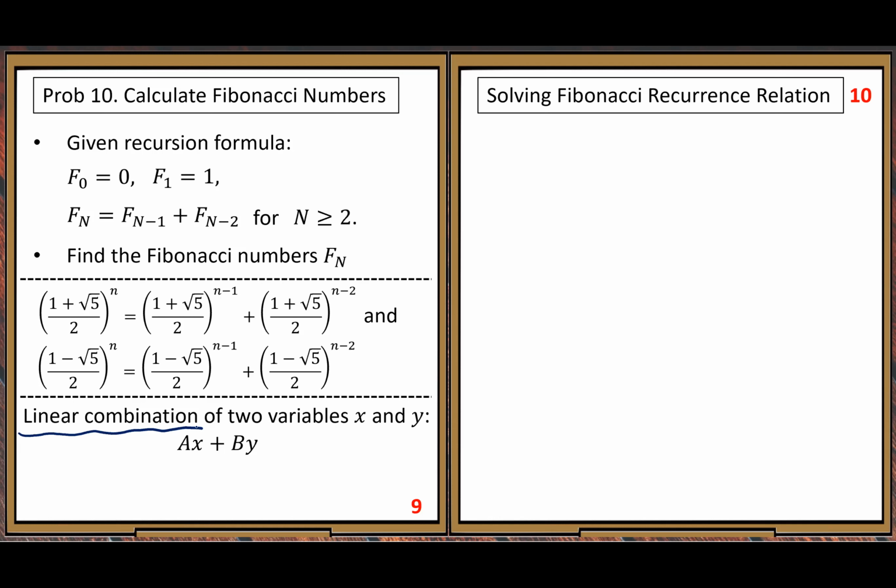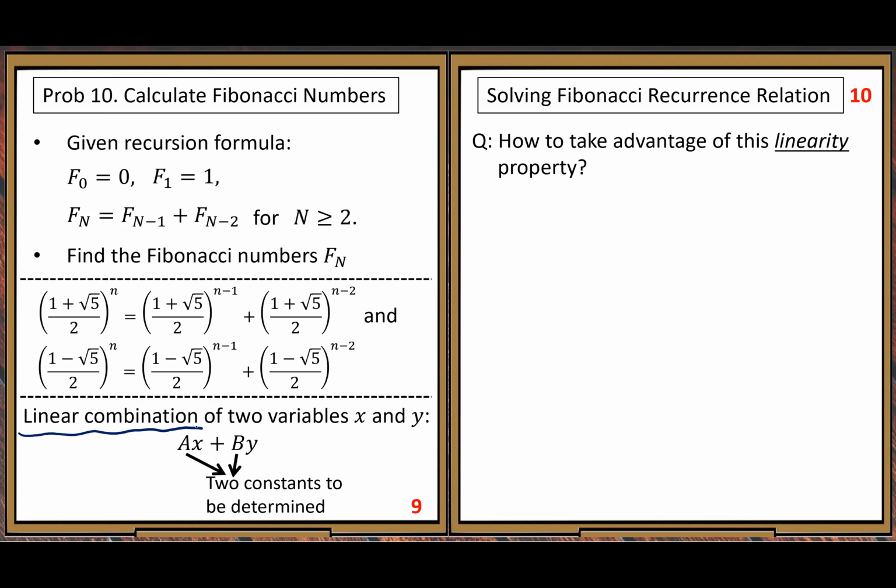Okay, let us do linear combination. Two constants. What two constants should we use? We will determine later. At this point, let us use unknown parameters, A and B. We will determine these two parameters later. At this point, they are unknown. Question: how to take advantage of this linearity property? Here, we talk about the linearity property.